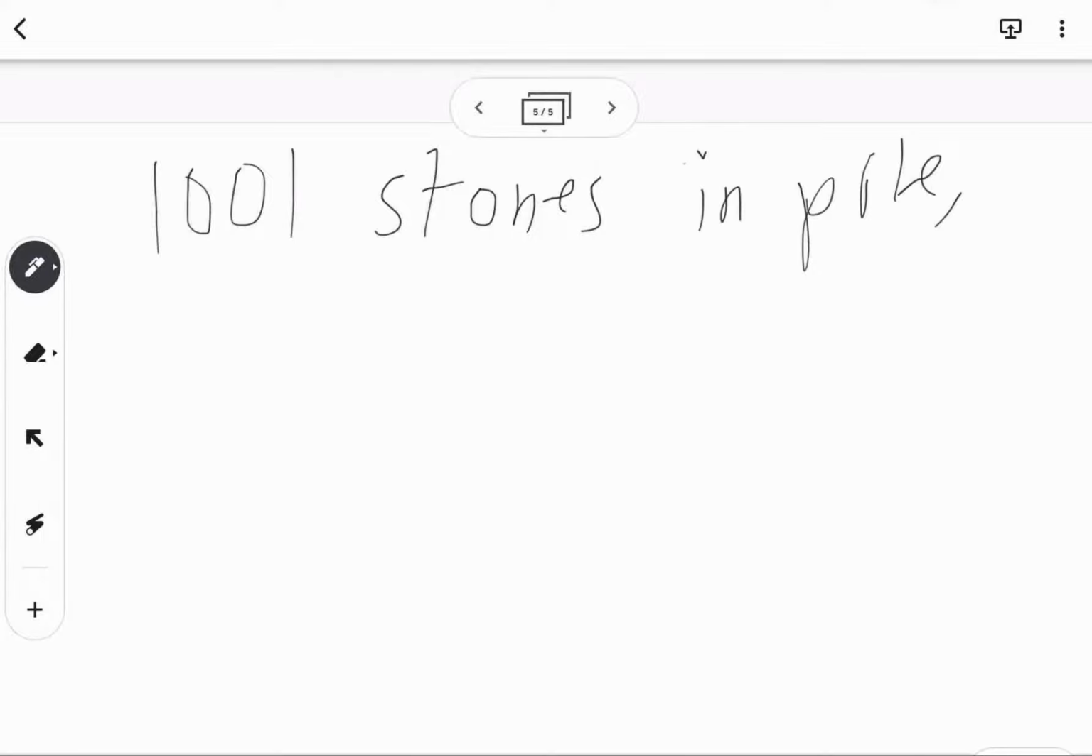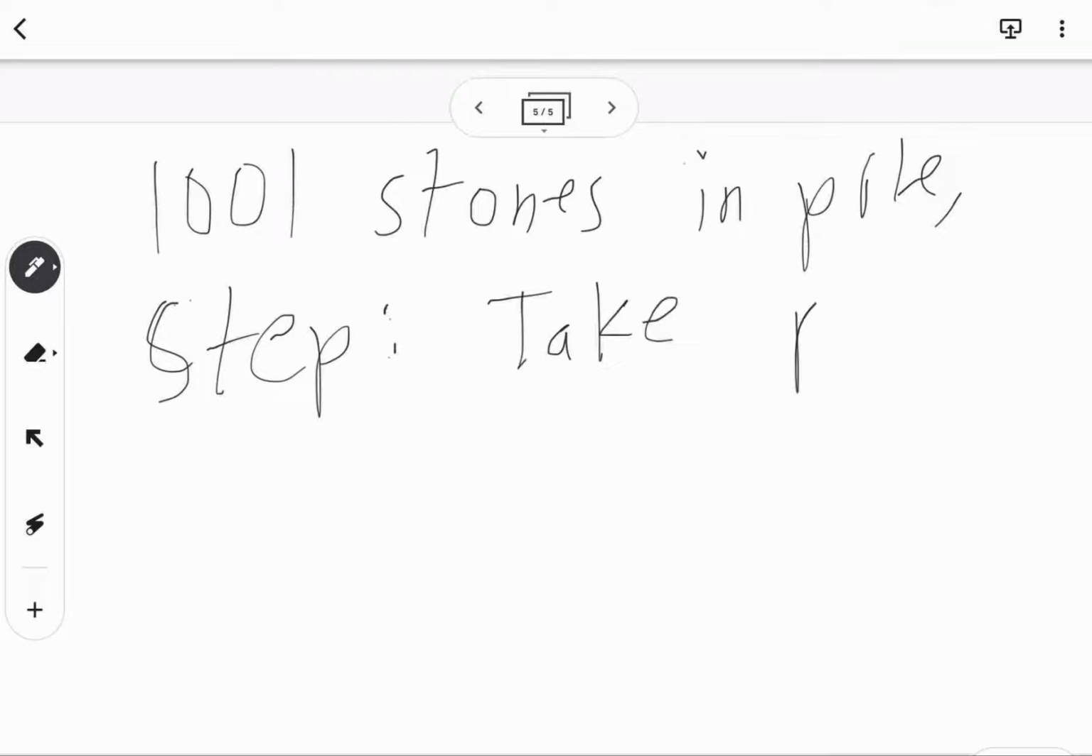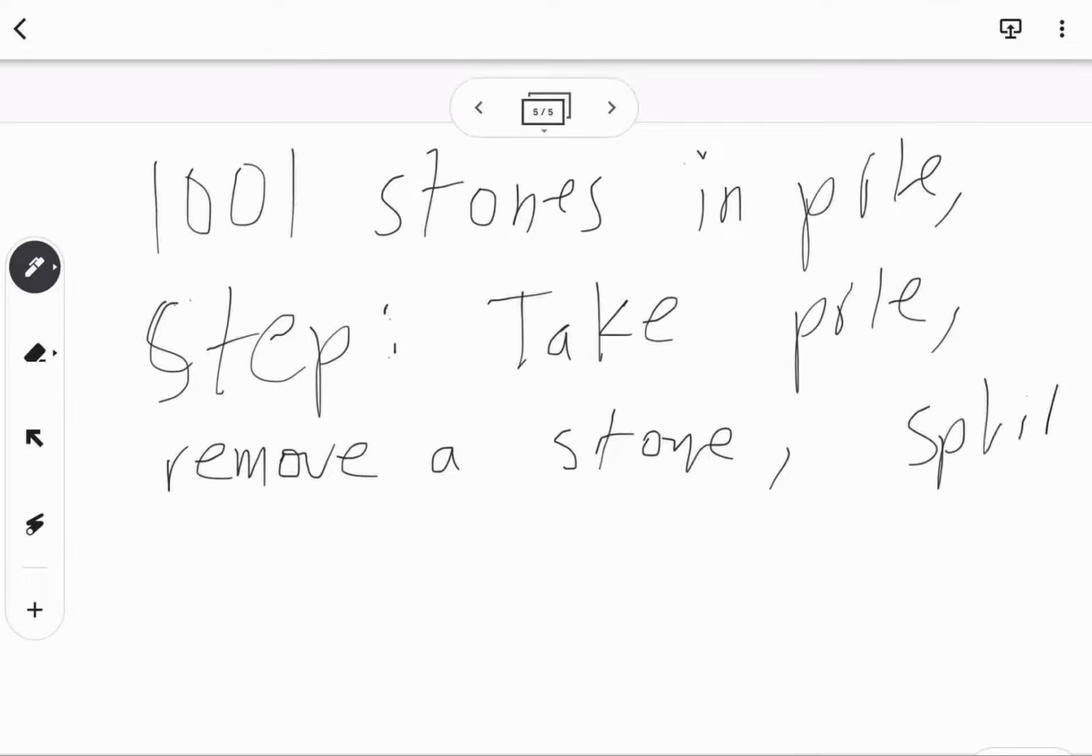So here's another example. You have a pile of 1,001 stones. Here is the process. Each step, take a pile, remove a stone, and split the pile into two non-empty piles.